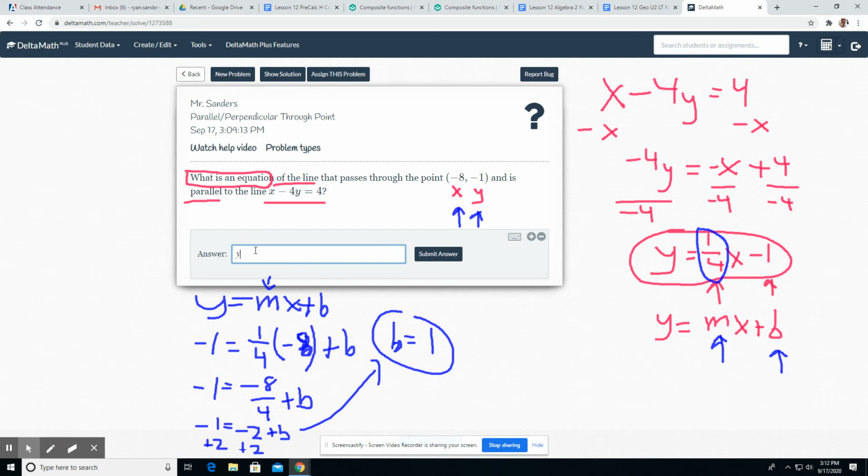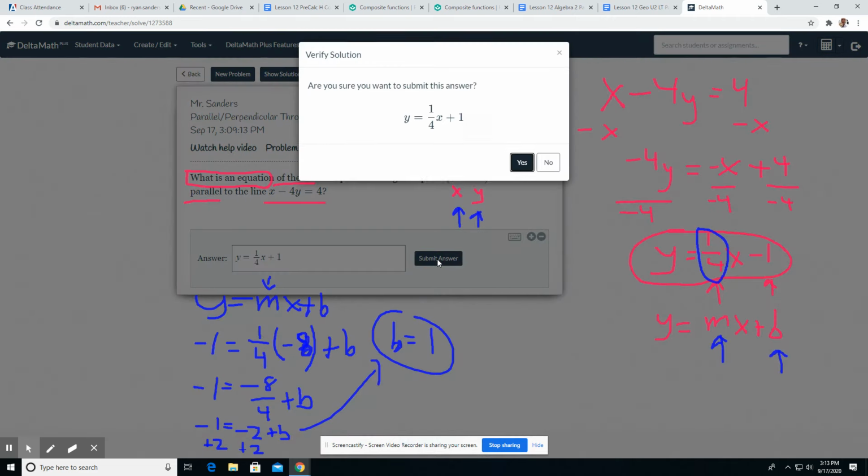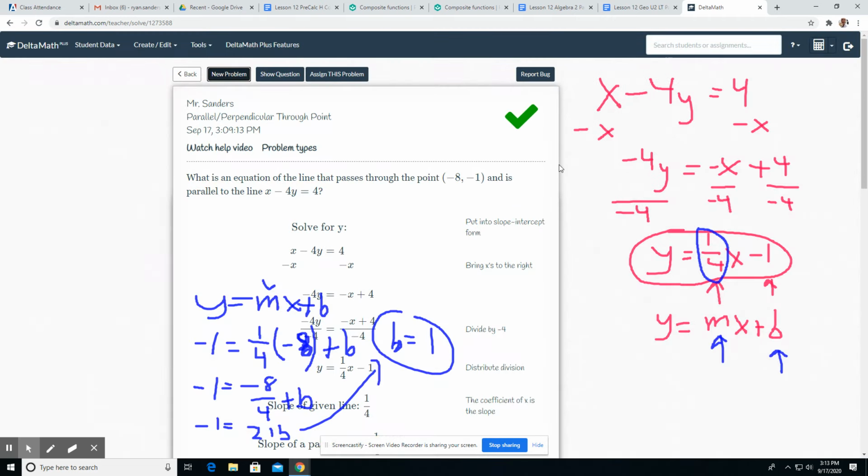y equals 1 divided by 4 x plus our b, which was 1. So it's parallel, has the same slope, and it goes through that point. Got it.